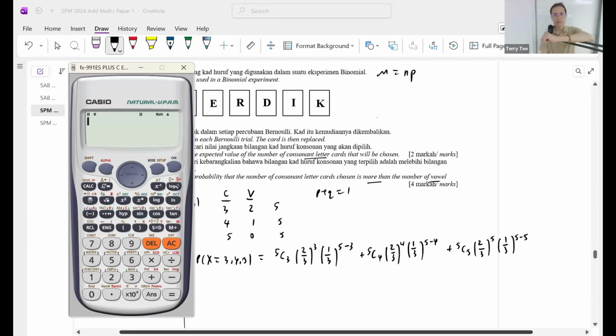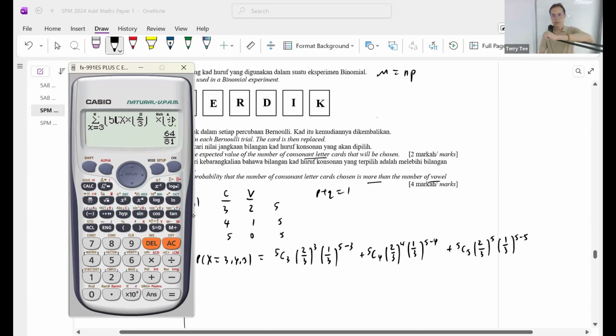I'm going to use this shift sum, the log, right? I type the general formula 5, shift C is your C, shift divide is your C, X. I have to use alpha, close bracket, multiply 2 over 3, close bracket, power alpha X, followed by 1 over 3 power alpha is 5 minus alpha x, like this. So you start with 3, you end at 5, you press equals. I got 64 over 81.